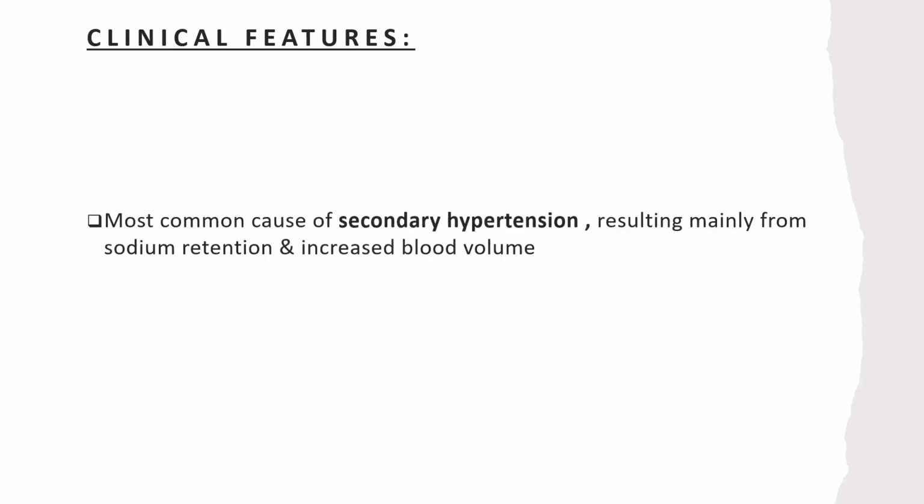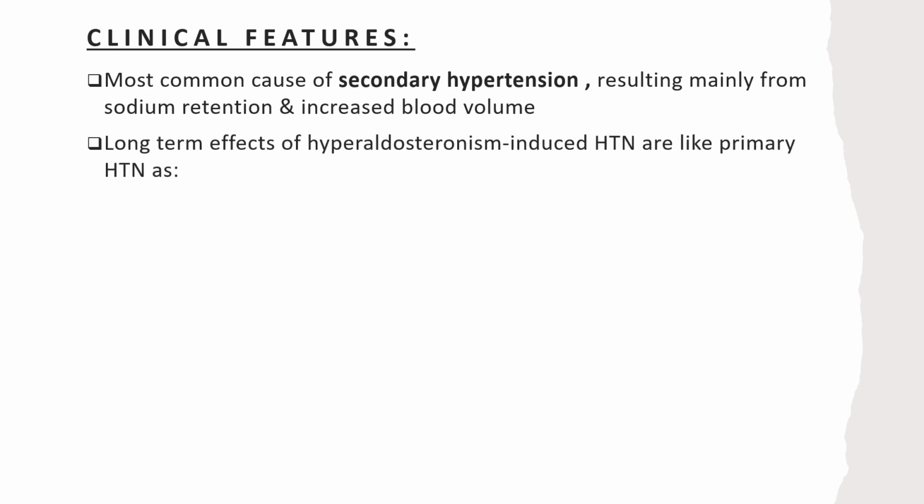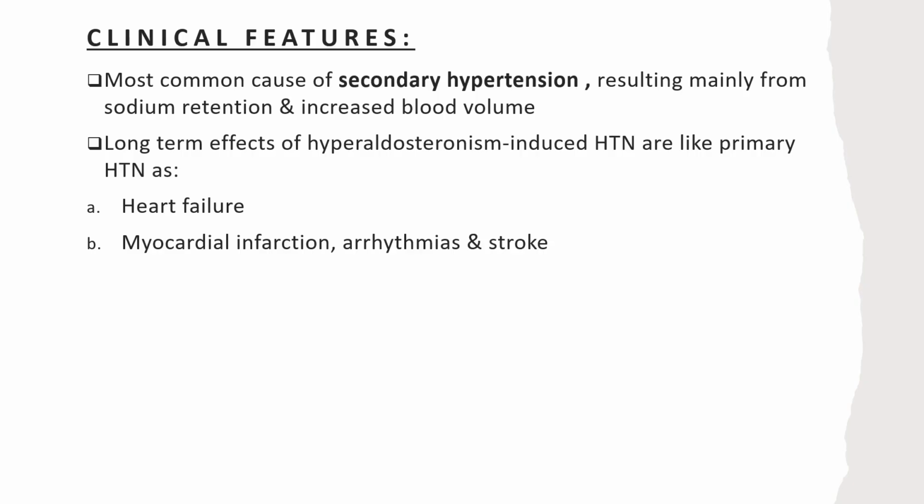And similarly, the clinical features that we can see in a person suffering from hyperaldosteronism are that hyperaldosteronism is the most common cause of secondary hypertension, and that mainly results from sodium retention, and eventually this will lead to increased blood volume that we discussed earlier. And also the long-term effects of hyperaldosteronism induced hypertension are like those of primary hypertension, presenting as heart failure, myocardial infarction, arrhythmias and strokes. Such things can be seen, as is also present in primary hypertension.